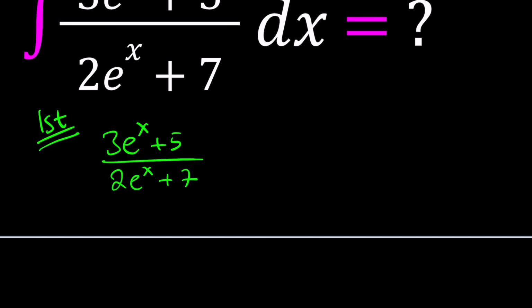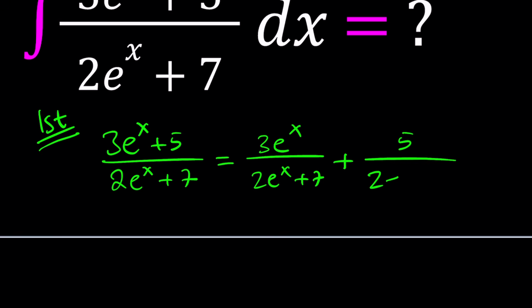We can go ahead and split up the numerator, 3e to the x divided by the denominator. So in other words, we can kind of split it into two fractions, whose sum gives us the original. Okay? Now, why are we doing it? Because we can kind of get to the ln phase here.